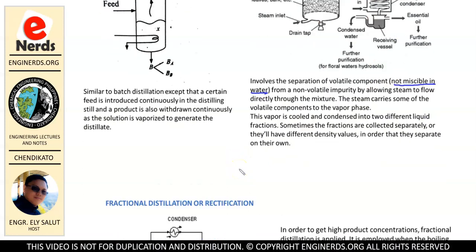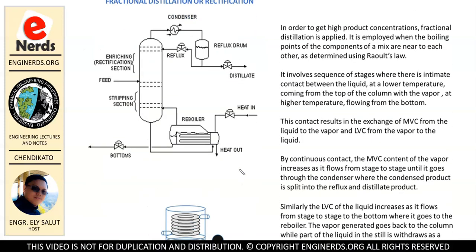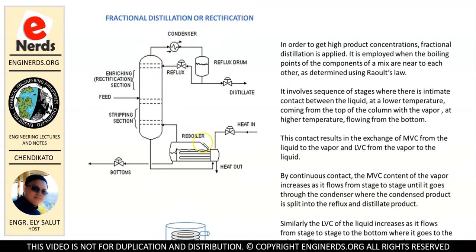And then our last type of distillation process is our fractional distillation or rectification. So, this is the second principal method of our distillation process dahil meron tayong reflux. So, in order to get high product concentrations, fractional distillation is applied. It is employed when the boiling points of the components of a mix are near to each other as determined using Raoult's law. Now, it involves sequence of stages where there is intimate contact between the liquid.